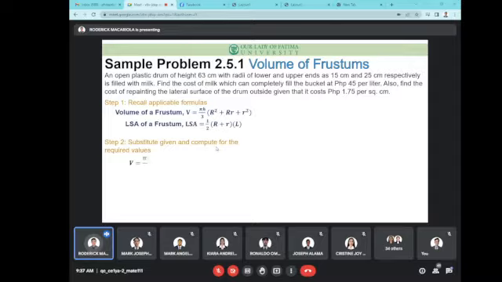Now, we substitute the given. So, to solve for its volume, makukuha na natin agad yan. So, substitute the height. Pi times 63 over 3 multiplied by 25 squared plus 25 times 15 plus 15 squared. Calculators, please. What's the value of our volume?